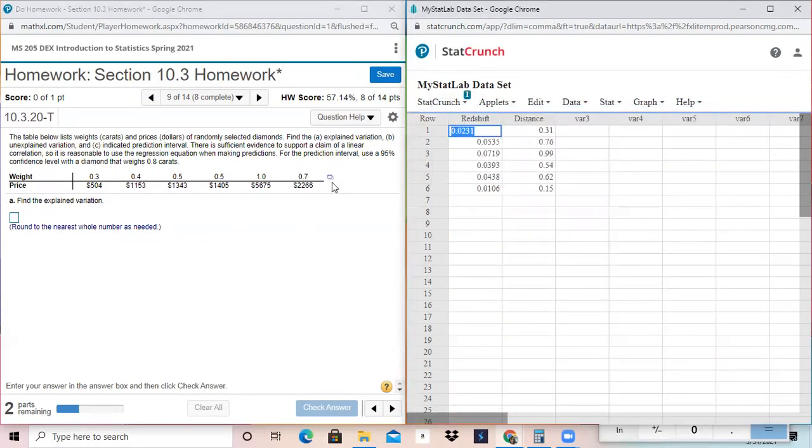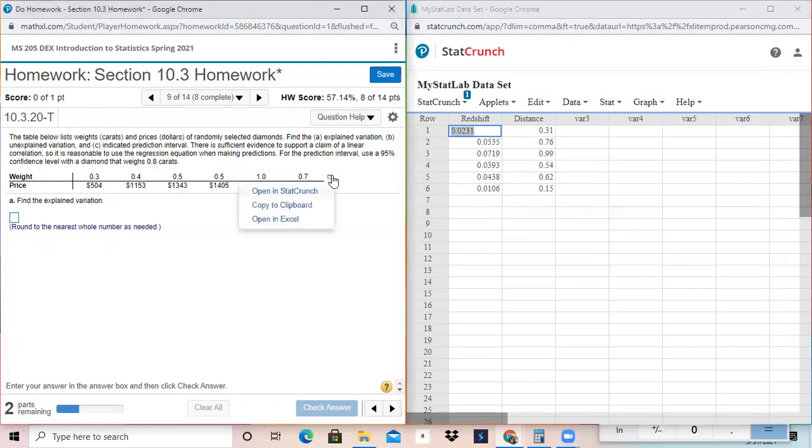So let's look at one more of these. The table below lists weights in carats and prices in dollars of randomly selected diamonds. Find the explained variation, the unexplained variation, and the indicated prediction interval. There is sufficient evidence to support a claim of a linear correlation, so it is reasonable to use the regression equation when making predictions. For the prediction interval, use a 95% confidence level with a diamond that weighs 0.8 carats.